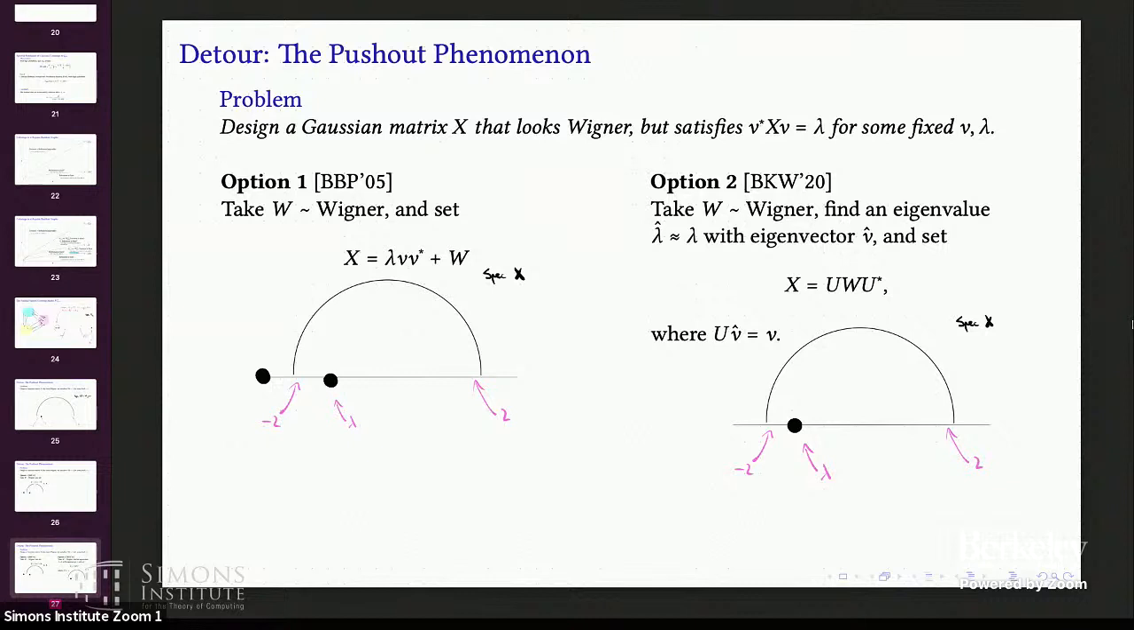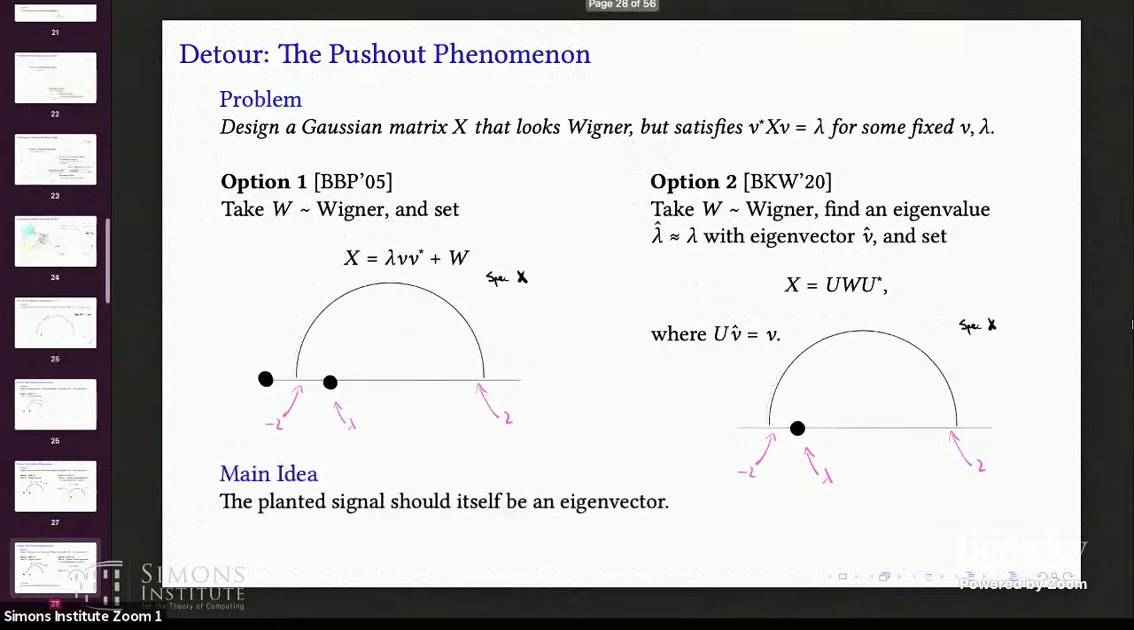And this is great because, of course, the spectrum is the same as the matrix you started with. You just rotated by a unitary. But now you've guaranteed that this quadratic form is exactly what you wanted. So this is a nice observation by Afonso, Tim, and Alex from a little while ago. And the lesson here is that if you're going to quietly plant some signal in some matrix, it's good if you can arrange things so that the signal is itself an eigenvector.